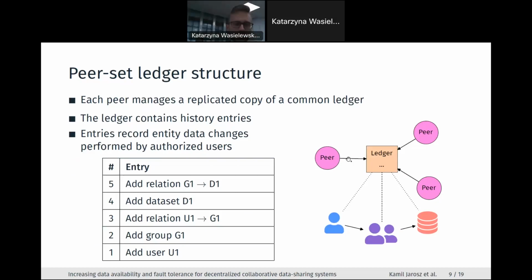So it's a bit like a blockchain, right? So we have a user and a group and a data set here. And it is represented by these 5 entries when we add each entity. And then we add the relation between the user and the group and the data set.